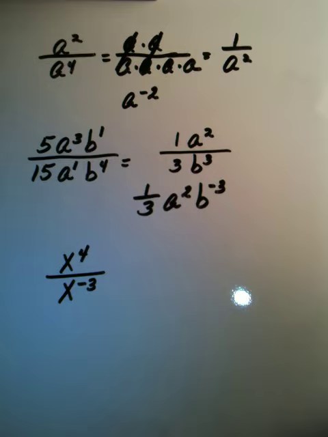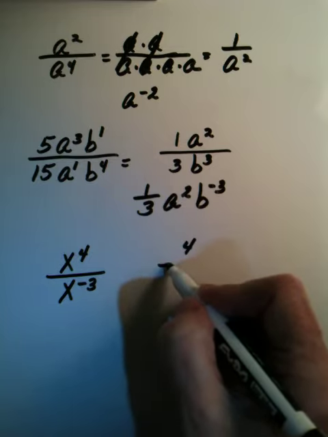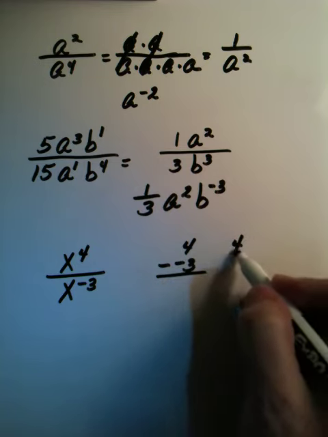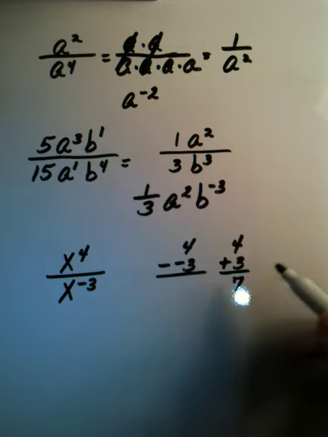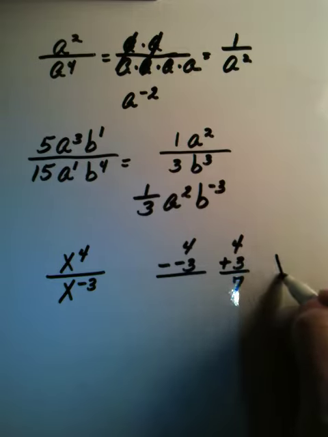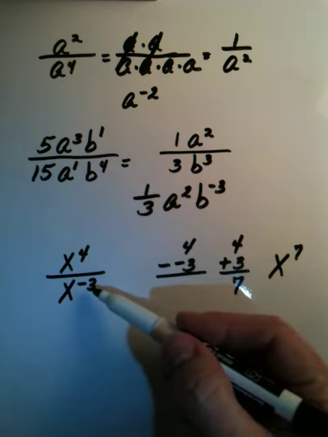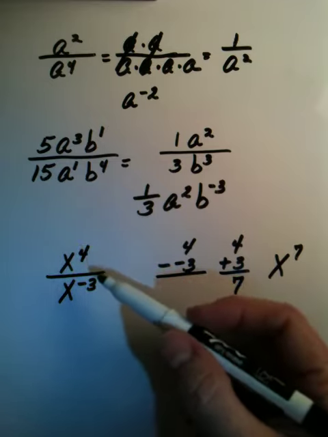If you look at the third problem, x to the fourth over x to the negative third, you would subtract the exponents. 4 minus a negative 3 turns into 4 plus 3 because of the double negative, which is 7. So therefore the answer is x to the 7th. Or you can just remember anything with a negative exponent will go on the top. If the negative exponent's on the top, it would go to the bottom.